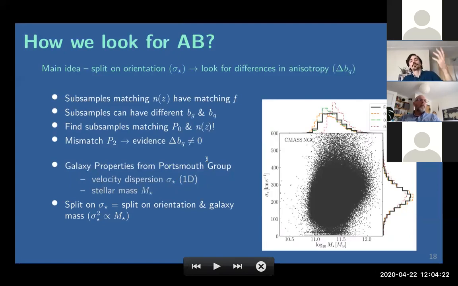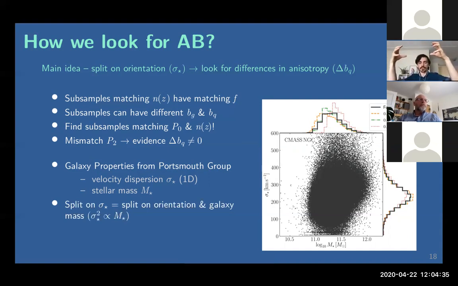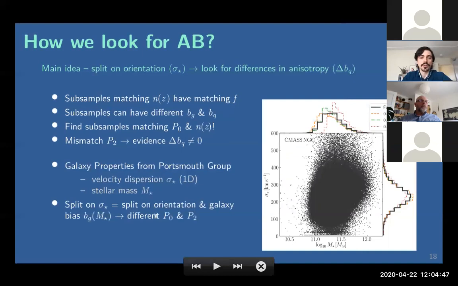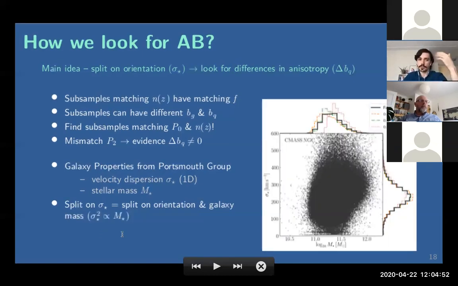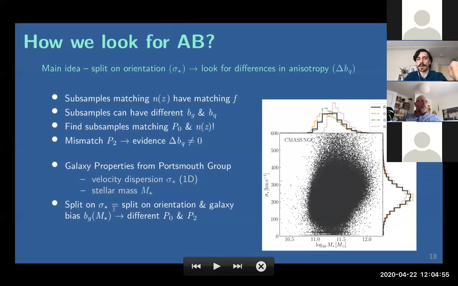So when we make a naive split on sigma star, saying we want high velocity dispersions, meaning that these will maybe be aligned along the line of sight, or low velocity dispersions across the line of sight, we're not really splitting only on orientation. So we're splitting on orientation plus the galaxy mass, since the velocity dispersion depends on galaxy mass, right? So effectively, that means we're splitting on different mass, which means splitting on different bias, and that will give us different monopoles and quadrupoles.